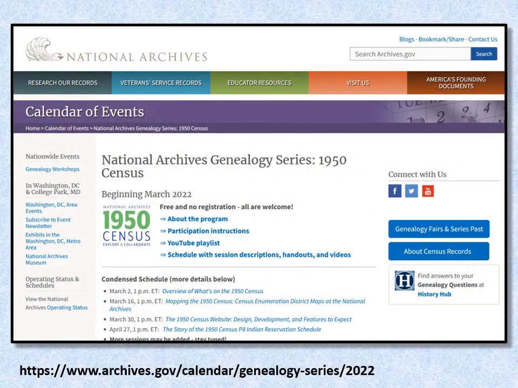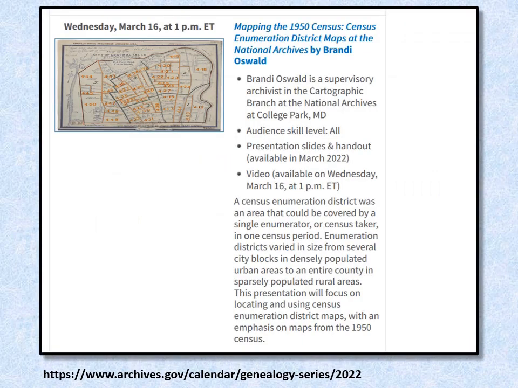In addition to that, the National Archives is going to have a lecture series in March, and one of the topics is going to be on mapping the 1950 Census Enumeration District maps at the National Archives. And they're eventually going to put that, I think, as a YouTube video on March 16th. So something to look for.